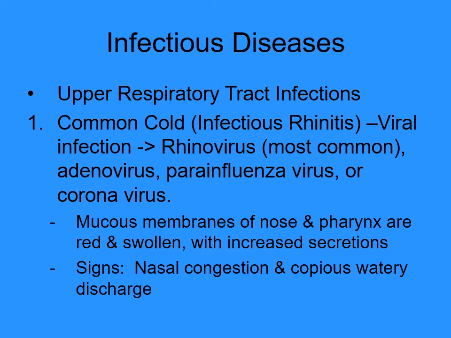Okay. Infectious diseases, upper respiratory tract infections. The common cold is called infectious rhinitis. It's a viral infection, and the rhinovirus is the most common type of infectious agent. Adenovirus will also do it, parainfluenza virus, and coronavirus or other causative microbes for the rhinitis infection.